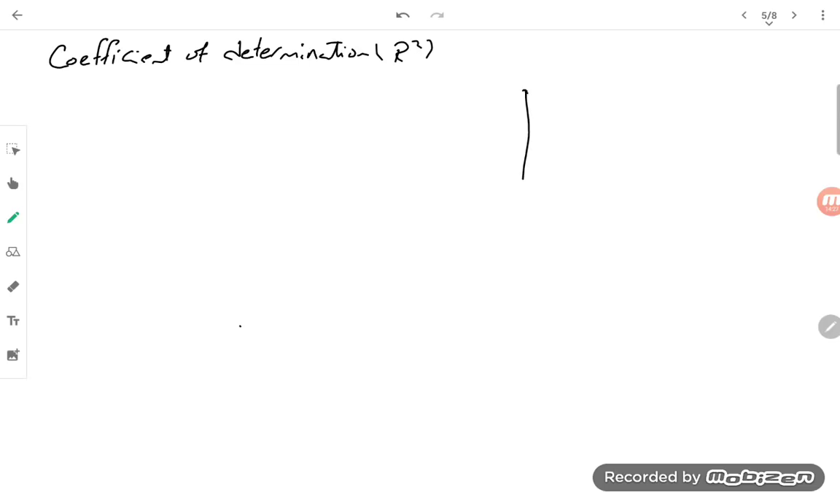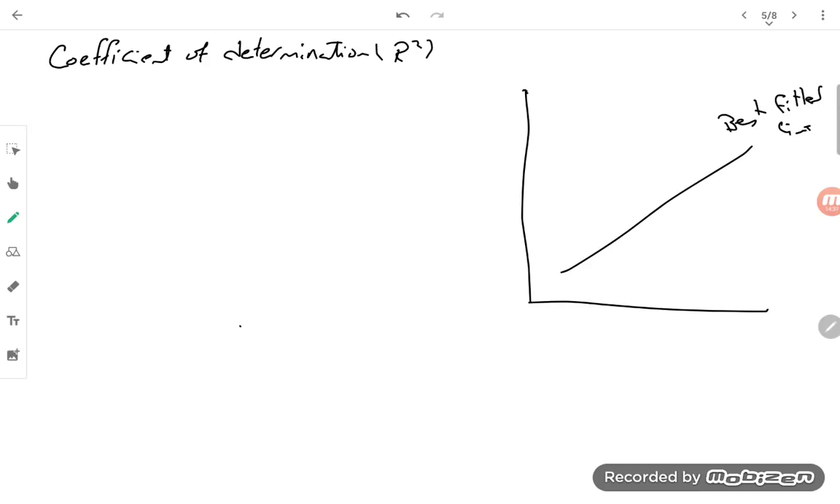Regression analysis shows the best fitted line. This line is the best fitted line. It doesn't reflect reality, but reality is scattered points around this line. If true observations lie on the best fitted line, this is a perfect fit, but actually we couldn't reach the perfect fit point.